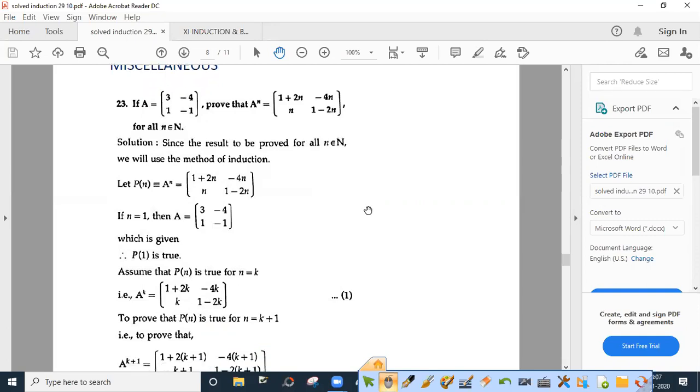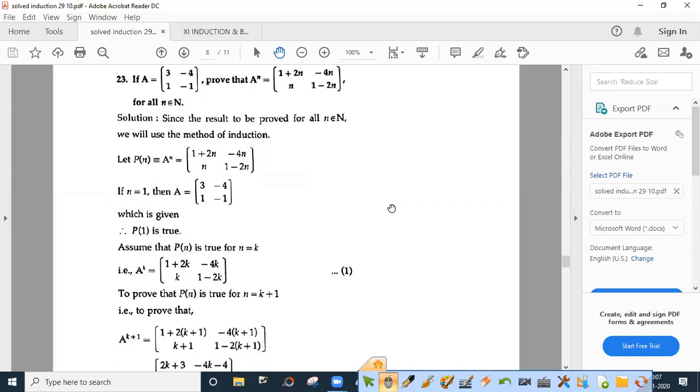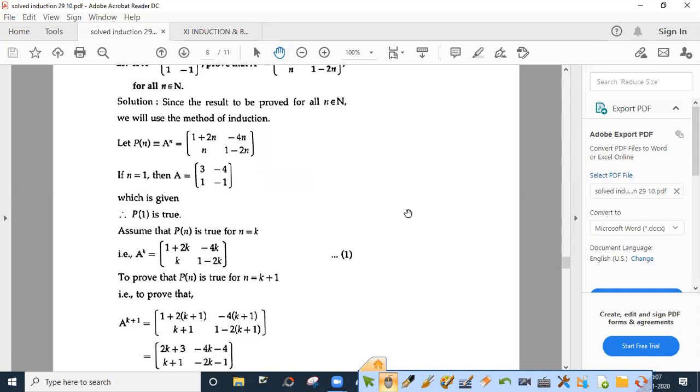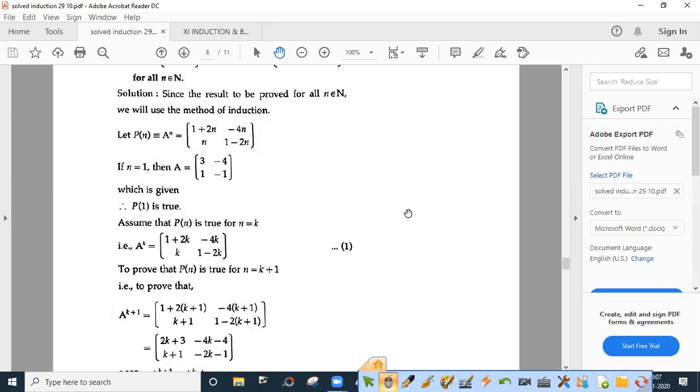Now we assume that the result is true for n equal to k. That is, A raised to k equal to which matrix? 1 plus 2k, minus 4k, k, 1 minus 2k. Call this number 1. We now prove that P of n is true for n equal to k plus 1. Actually, we prove that P of k plus 1 is true. Same thing. That is to prove. See, replace every k by k plus 1.